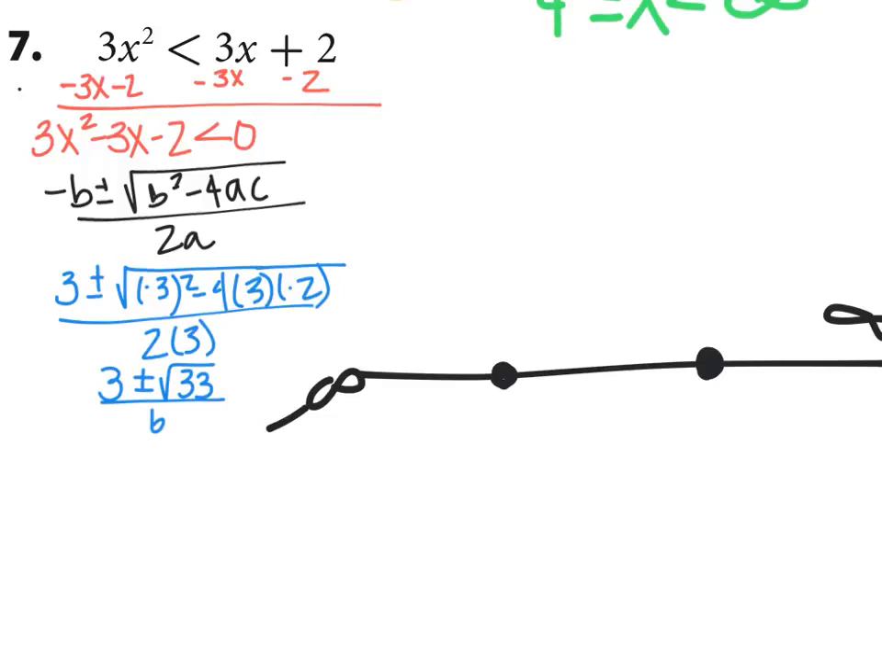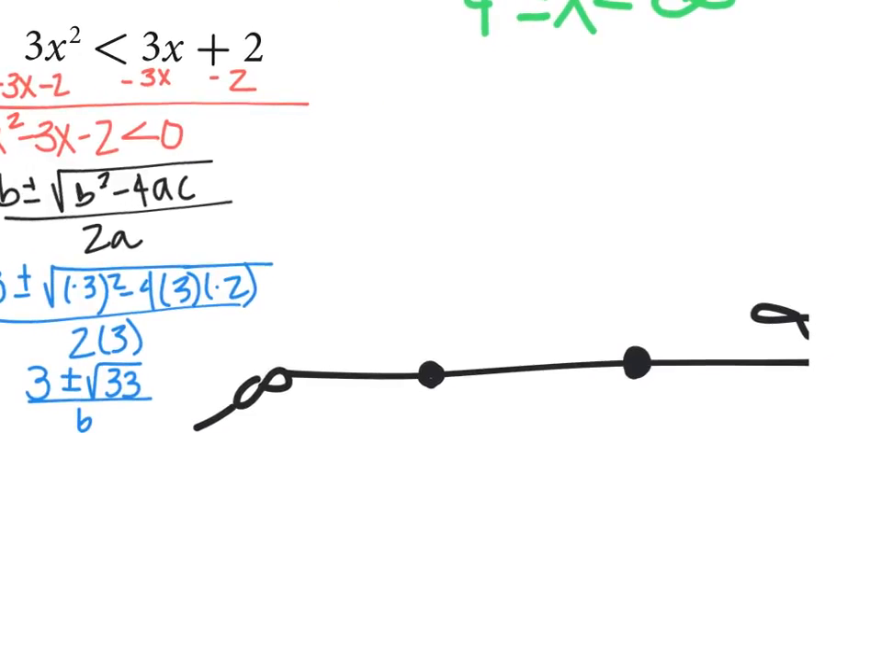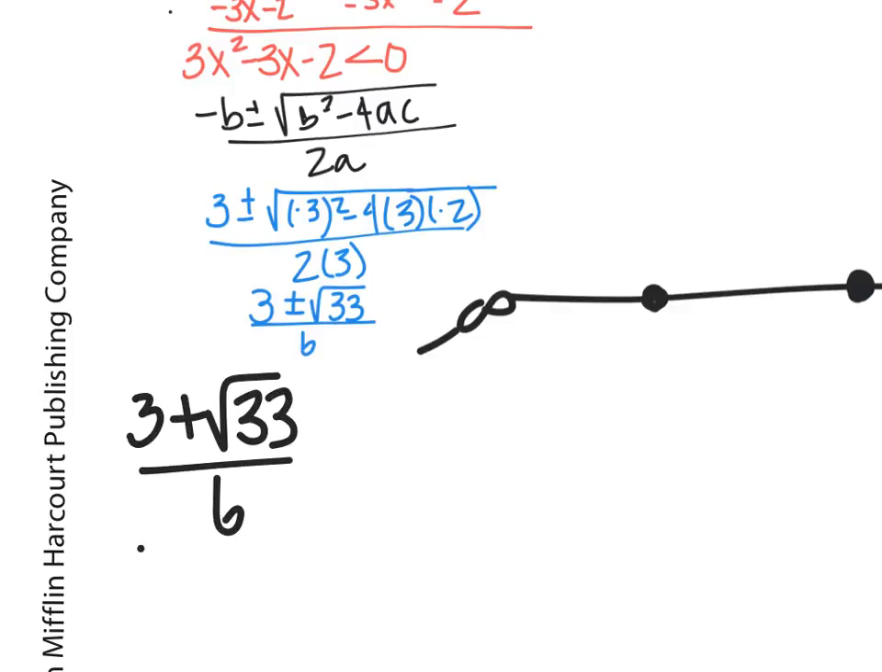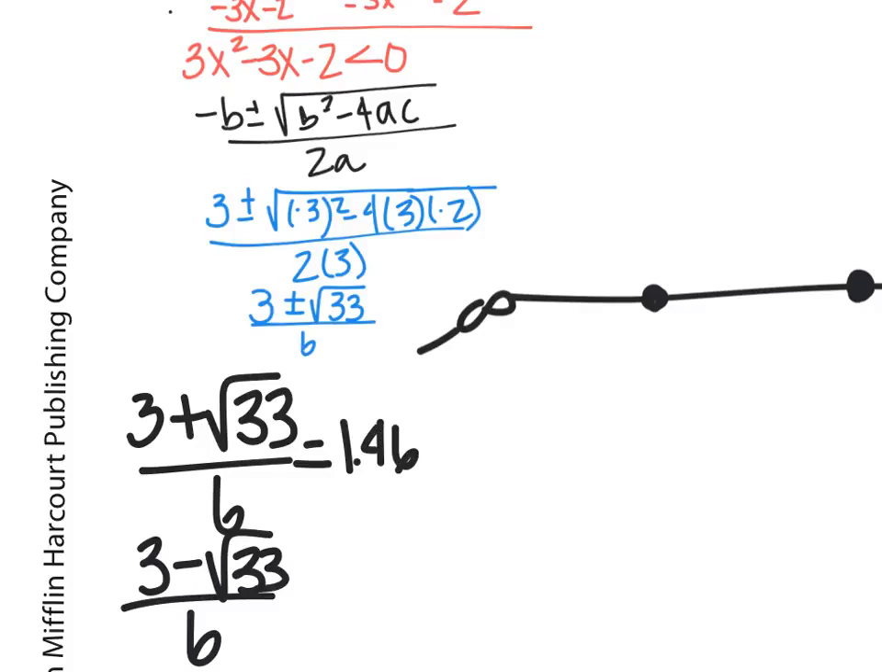So how do your x-intercepts are 3 and 6? My x-intercepts are not 3 and 6. My x-intercepts are... The first one is 3, let's try that again, 3 plus the square root of 33 over 6. And my second one is 3 minus the square root of 33 over 6. Yes, so the entire thing. What is 3 plus the square root of 33 divided by 6? Say that again. 1.46 or 1.45. And then what is 3 minus the square root of 33 divided by 6?